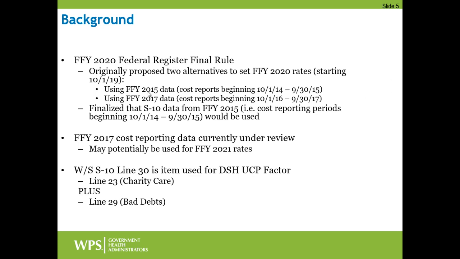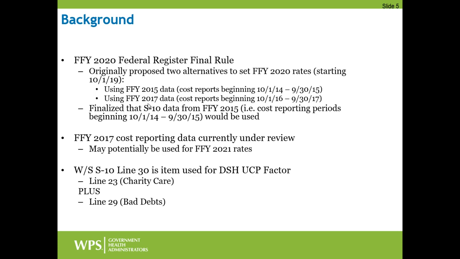So the alternatives, and they were asking for public comment, the alternative was to either use the federal fiscal year 2015 data, that would be cost report periods beginning 10/1/14 through 9/30/15. Some of those cost reports had been audited by the time of this rate setting. And the other alternative was to use federal fiscal year 2017 data, cost report periods beginning 10/1/16 through 9/30/17. There was never a proposal to use federal fiscal year 16 data.